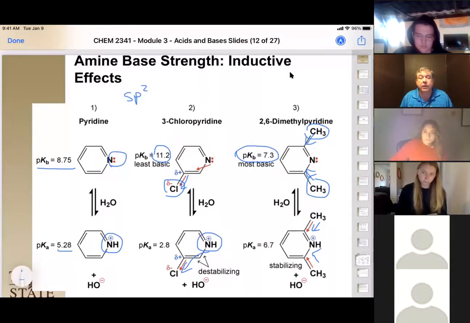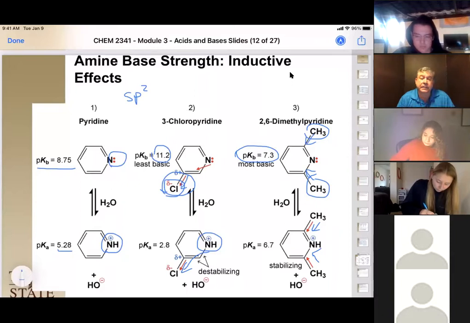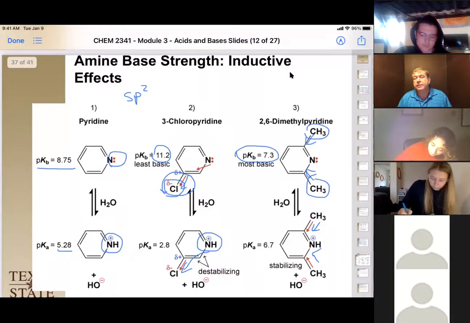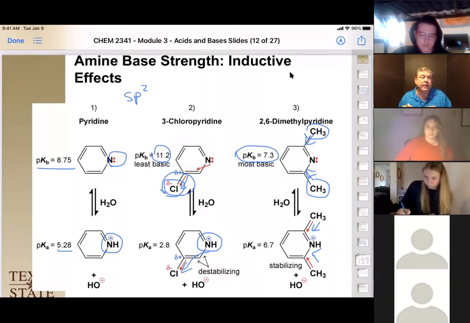Okay, so when we see these trends, we can look at the inductive effect. If it withdraws electron density, it decreases the basicity. If it adds electron density to stabilize that positive charge, it increases basicity. Kind of like when we were adding halogens to carboxylic acids by that inductive effect.